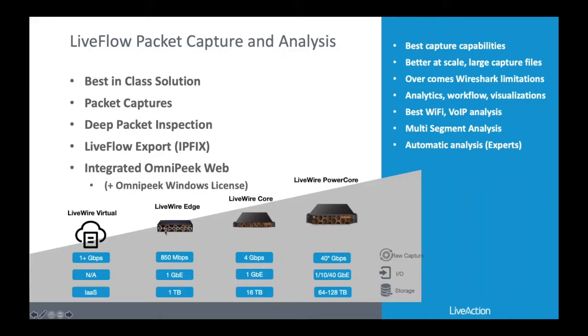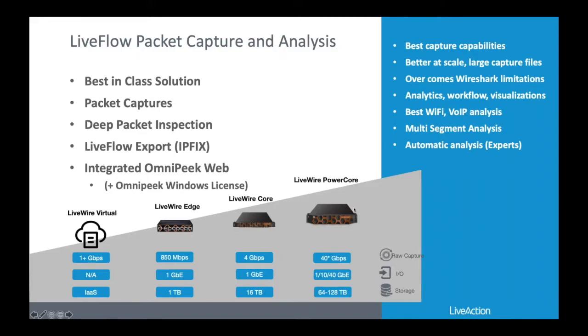And then, of course, we've got the physical appliances, starting with the LiveWire Edge. This is the product that Peter just mentioned, where you can get one for free. It's a great product for POCs, for deploying in customer edge environments such as a branch office, for example. And then all the way up to the LiveWire Core and the Power Core.